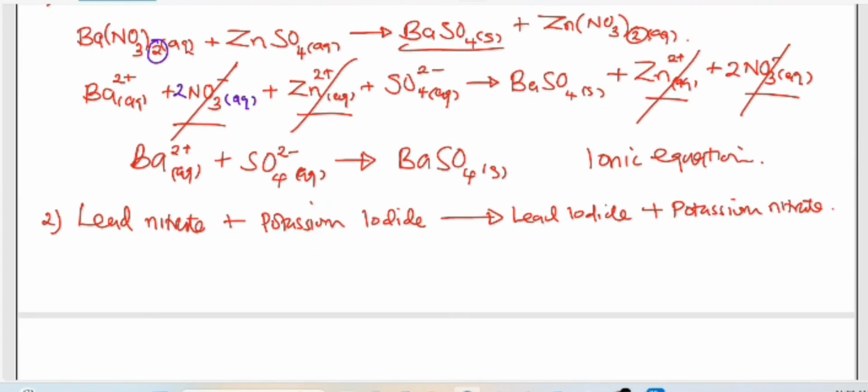So what will happen here? You write their chemical symbols, or you write the chemical equation. So lead is valence 2. Lead nitrate, like this. It is in aqueous form. Plus potassium iodide is written like this. Still in aqueous form. You're going to form lead iodide.